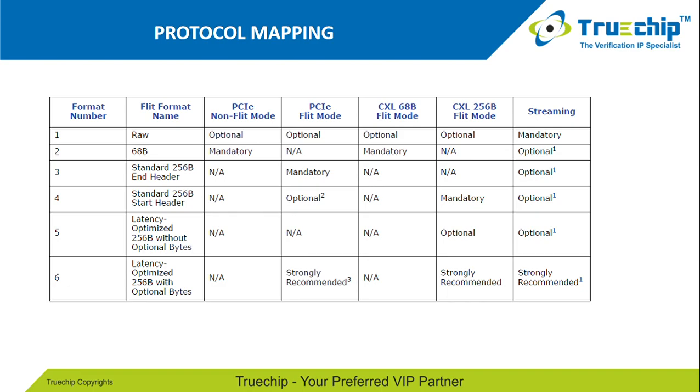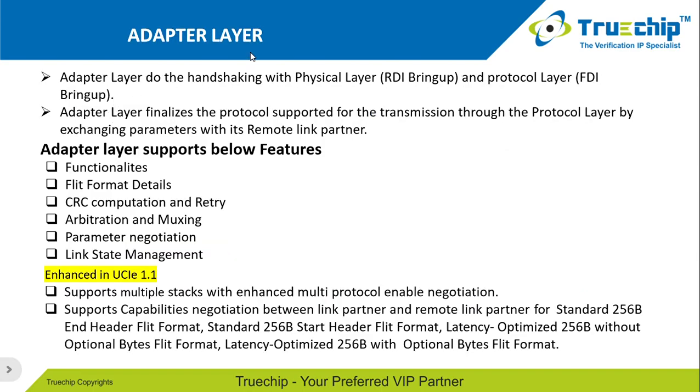So the second layer, which is the adapter layer, does the handshaking with the physical layer, which is called RDI bring-up, and with the protocol layer, which is called FDI bring-up. The adapter layer is also responsible for doing the parameter exchanges with its remote link partner to finalize the capabilities, meaning which format will be transmitted.